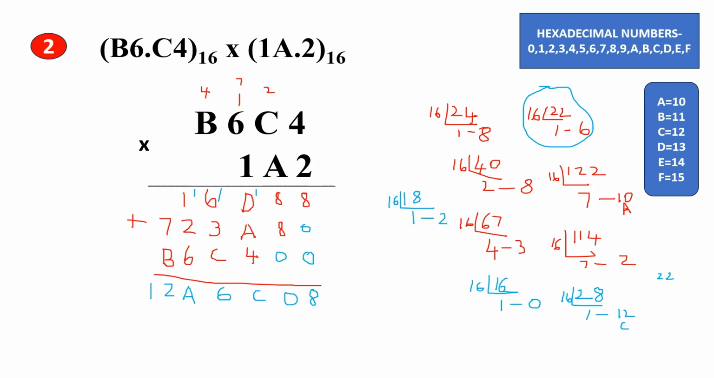So after this, if you see here, the number of digits after the radix point is 2, and here the number of digits after the radix point is 1. So 2 plus 1, so 3. In the answer you should have 3 digits after the radix point. 3 numbers should be there after the radix point. So the radix point comes here. So this is the answer.